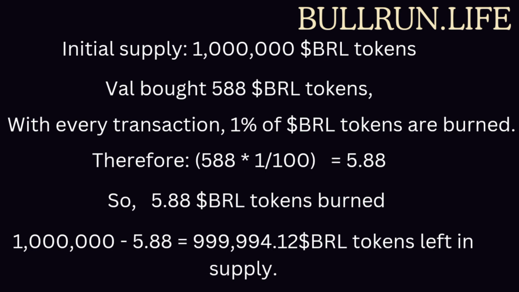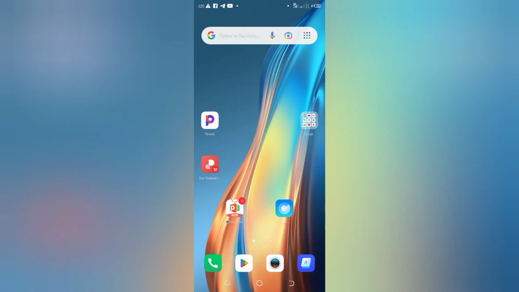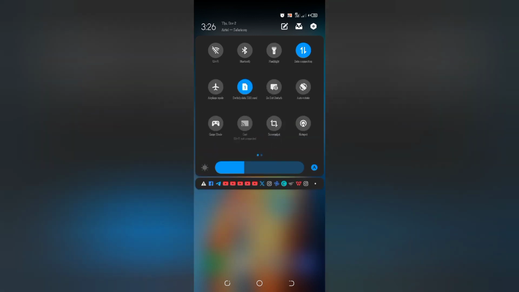So the tokens left in supply are 999,994.12 BRL tokens. What you will do is simply subtract the 5.88 BRL tokens that have been banned from the 1 million that was the initial supply, and you will have 999,994.12 BRL tokens. So those are the tokens remaining in supply, while the 5.88 BRL tokens have been banned.